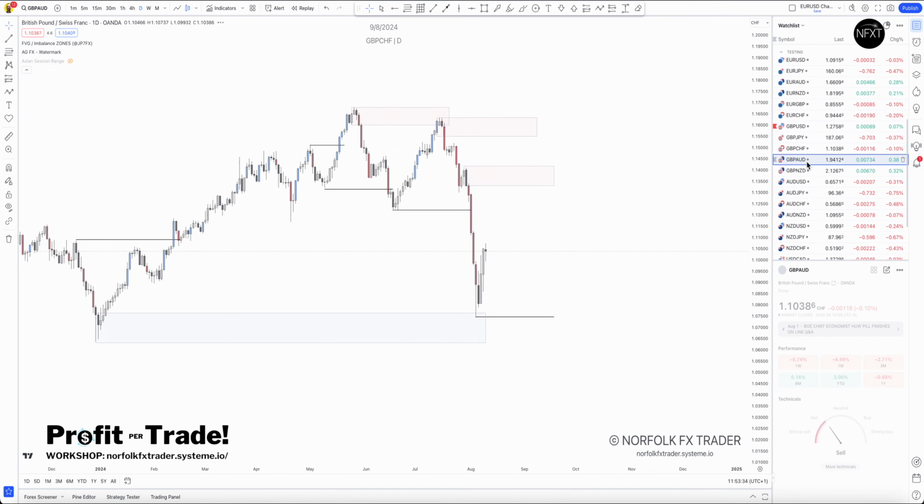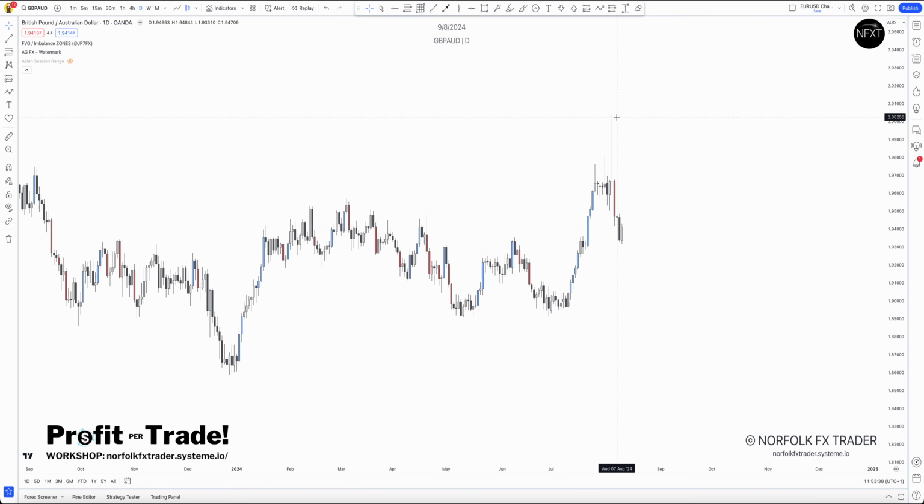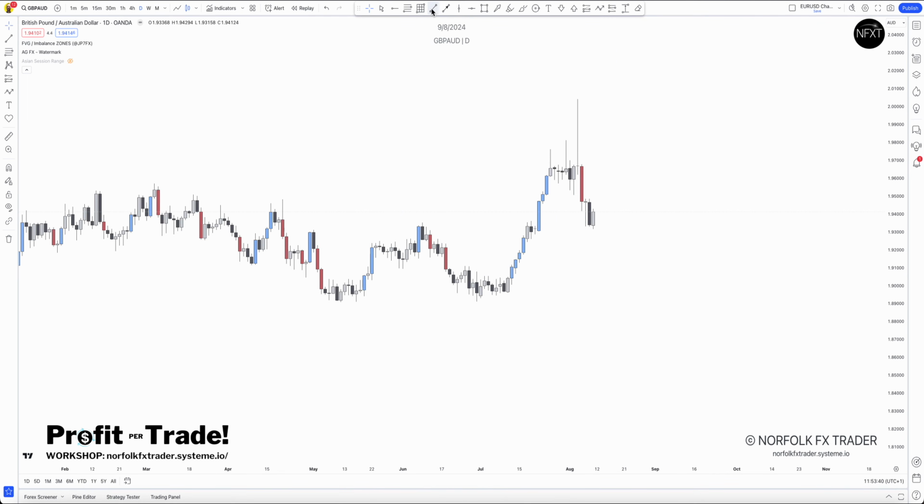If we go to the next pair, it's the pound AUD. And again, look, a big sweep of the high here. But let's have a look at price. Sweep, and this would be a break of structure, and this low to sweep. So this is our last break of structure to the upside, which means we have an area of demand right here that we can mark out.